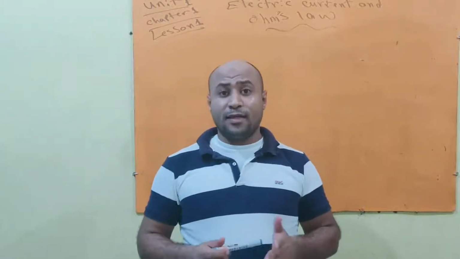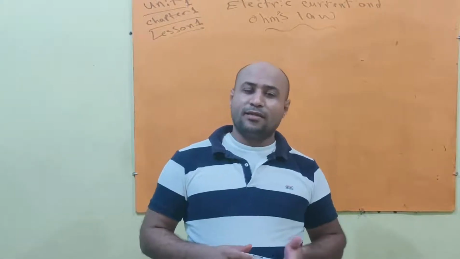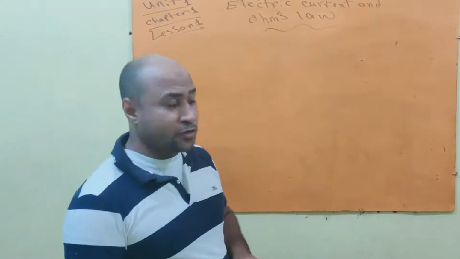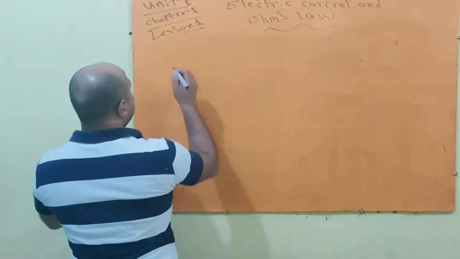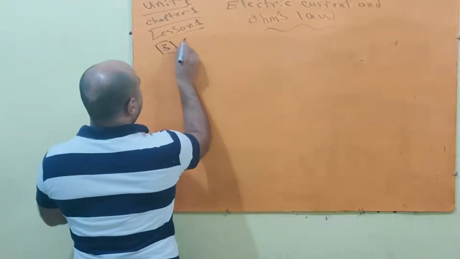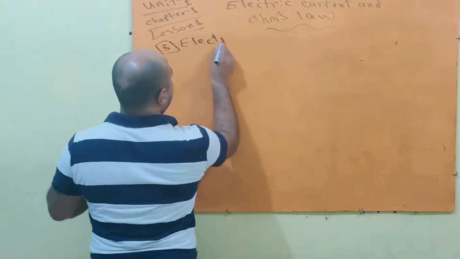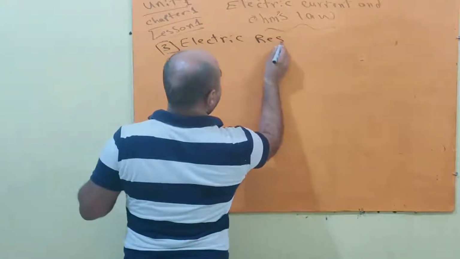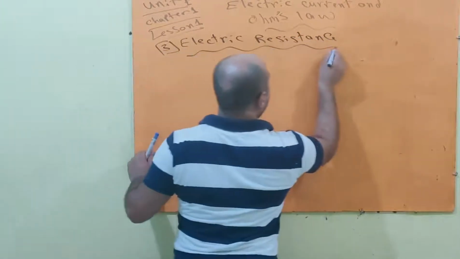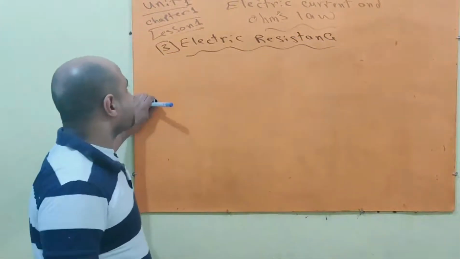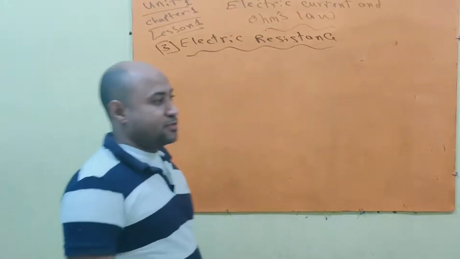We talked about electric current and electric potential, electric power. Now we're going to talk about the third concept of electricity, electric resistance. What's meant by electric resistance?